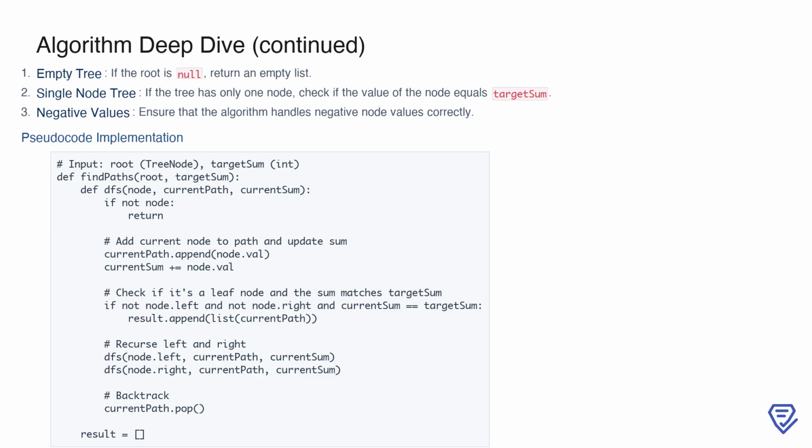To explore further, we recursively call the DFS function for the left and right children, passing the updated path and sum. After these recursive calls, we perform backtracking by removing the node from the path, ensuring it does not affect other branches of the tree.